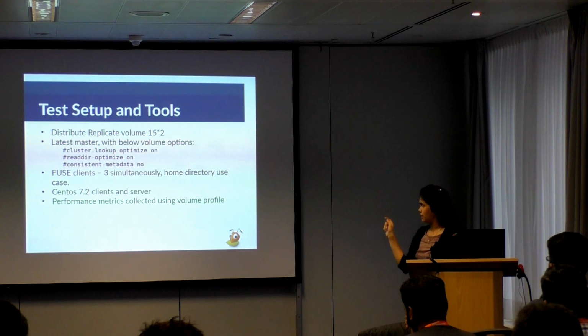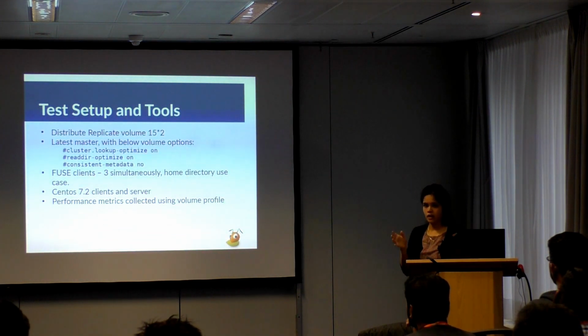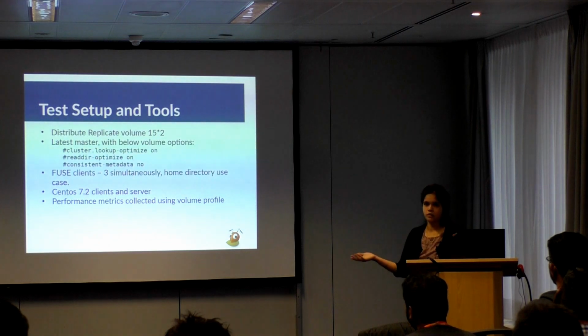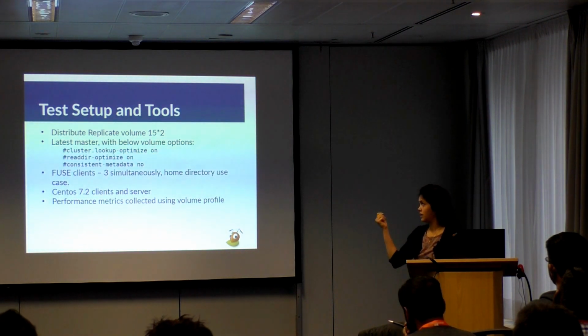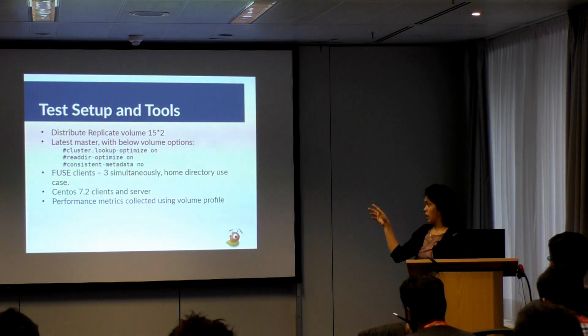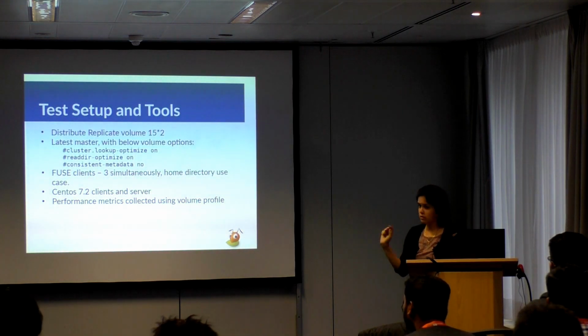And then we have readdir-optimize, again in DHT. Basically, the directories are read from only the first subvolume. All the subvolumes contain the directories in DHT, but we need not read the directory entries from all of them. Only the first subvolume is where the directory is read from. Consistent-metadata is an AFR option, and by default it is no. I just mentioned that changing these options can give really drastic differences in performance.